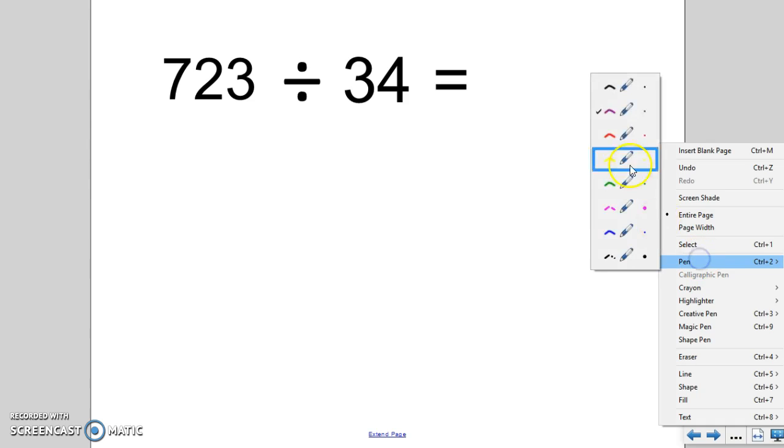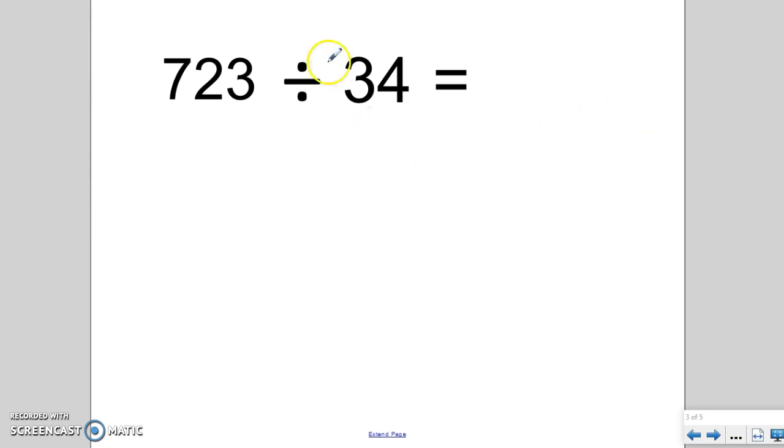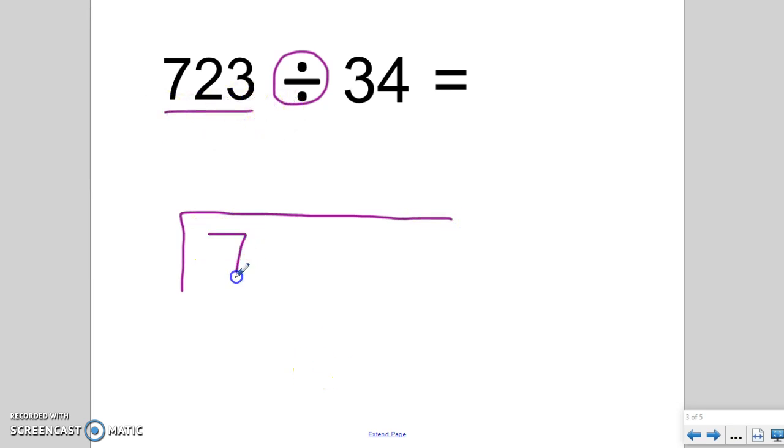First things first, division is different than all the other operations. When we go to solve a problem, we don't actually use that division symbol anymore. We set it up with this house division symbol. Now I'm going to start by writing the 723 inside the house. I'm spacing it out. I'm exaggerating, giving myself some room. And we're going to divide that by 34. So that's going to be our setup.